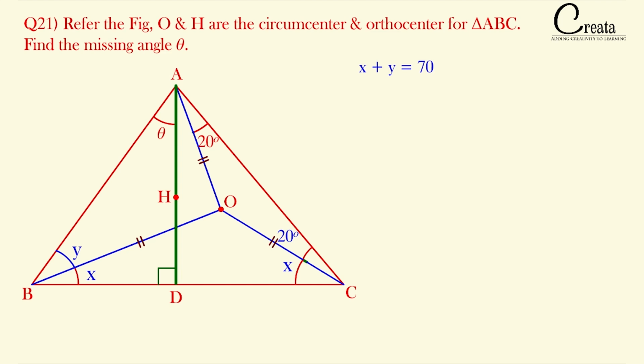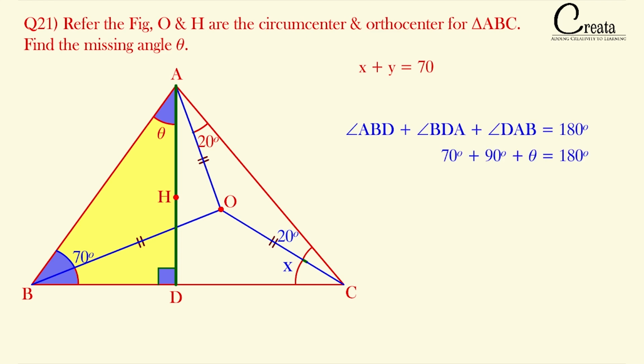Further, if we observe the triangle ABD, this is a right angle triangle. This angle is 90 degrees, this angle is angle X plus Y, and this angle is angle theta, which we have to calculate. And just now we have seen angle X plus Y is equal to 70 degrees. Let's apply the angle sum property of the triangle. On putting the values and solving, we got angle theta as 20 degrees. That is the answer to the question. Got it?